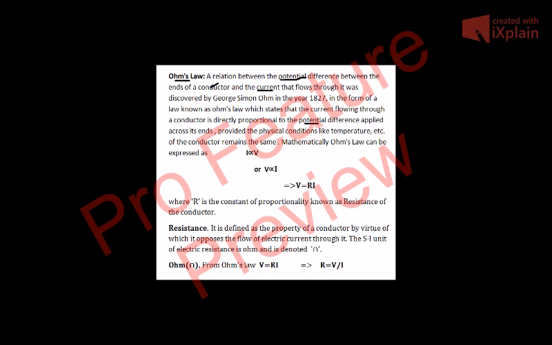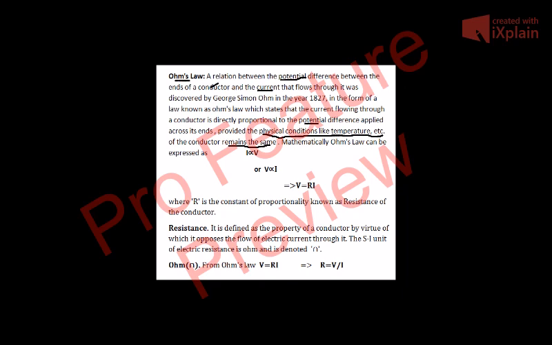So he found that the current flowing in a conductor is directly proportional to the potential difference applied across its ends, provided there are some conditions. This current will be proportional to the potential difference under certain conditions, and those conditions are that the physical conditions like temperature, pressure, etc. remain the same. They do not change.